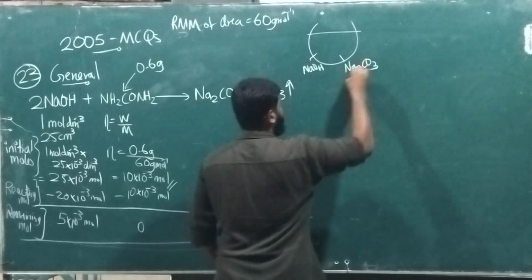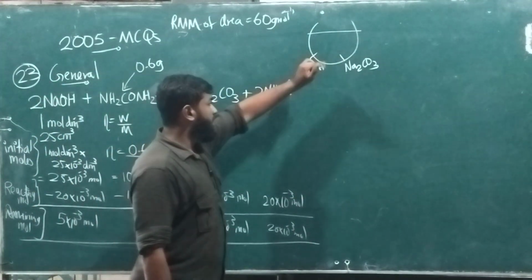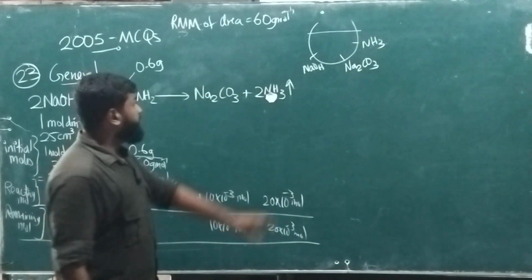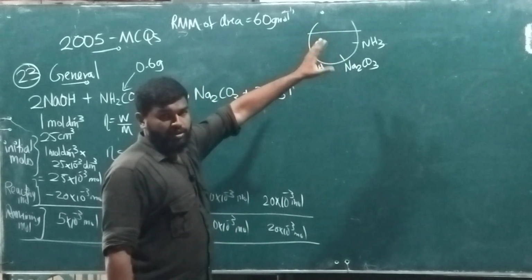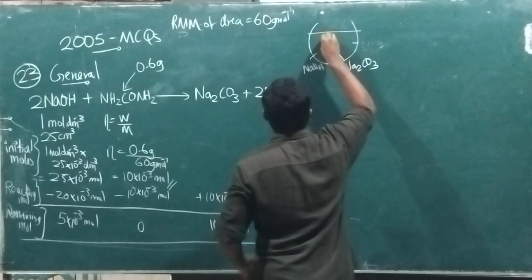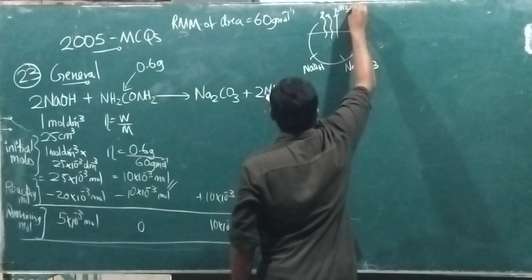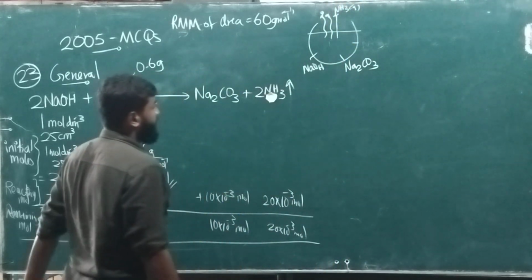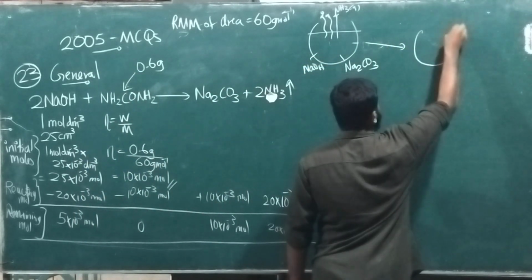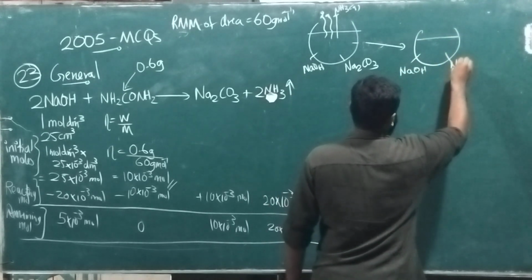Some amount of sodium carbonate is also formed along with some ammonia, right? Now you're going to supply heat to boil the solution. While boiling, this ammonia will be completely evaporated as ammonia gas. So what remains here is, in the resultant solution we have sodium hydroxide and sodium carbonate.